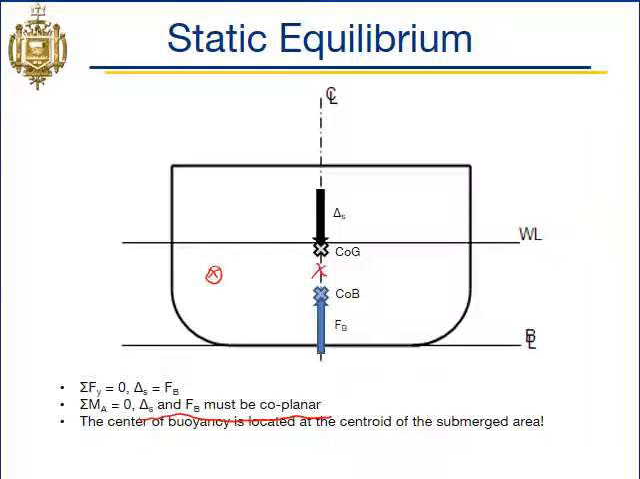All right, and the center of buoyancy is located at the centroid of the submerged area. So the centroid of the submerged area is going to be the location of your center of buoyancy, right? So if we took the centroid of this shape here that I'm outlining in red, the centroid of that shape would be where our center of buoyancy is located.